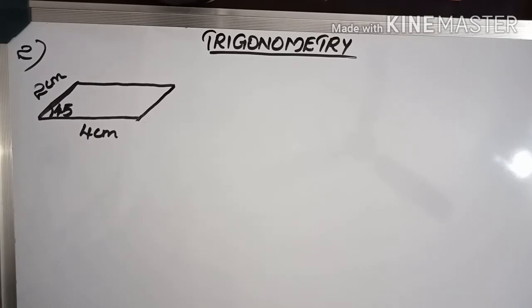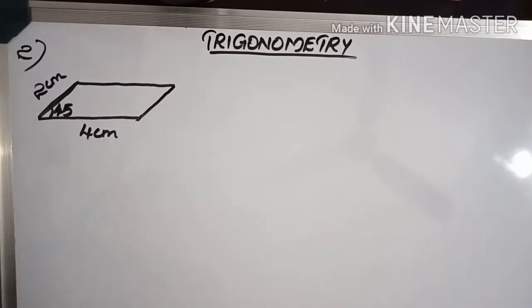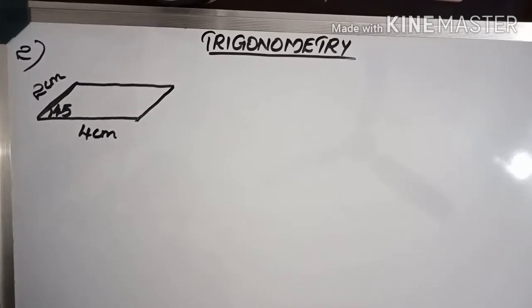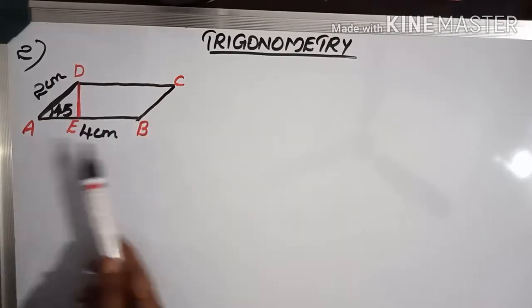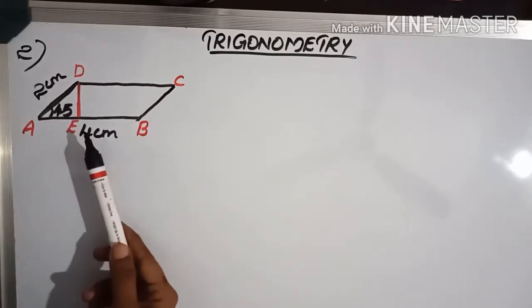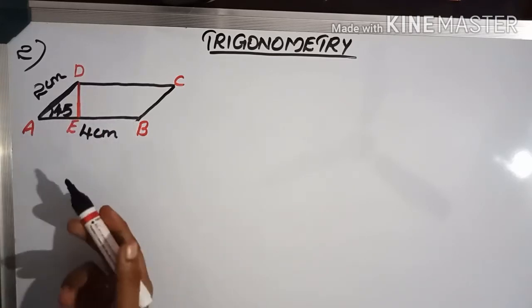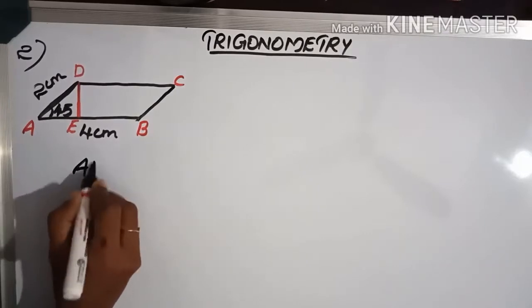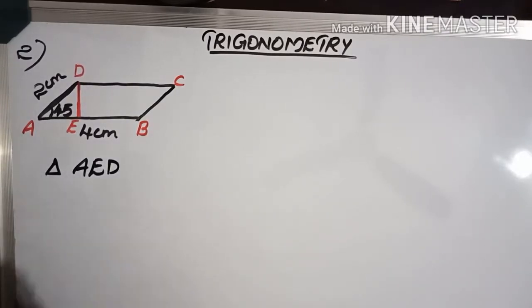So in order to get the right triangle, let's draw the height. From the upper vertex to the base, let's draw a perpendicular line first. So here DE is the distance between the upper side DC and lower side AB. Now we got one right triangle, triangle AED, which is a right triangle.